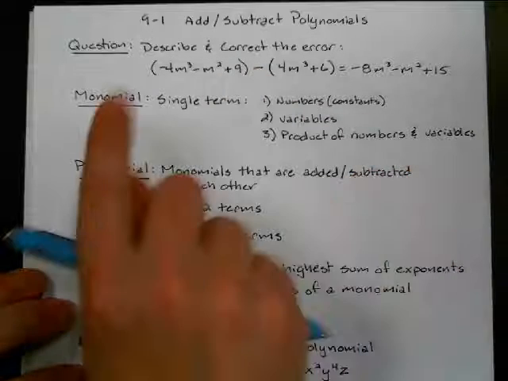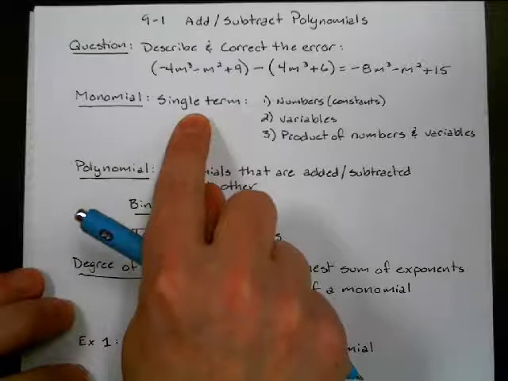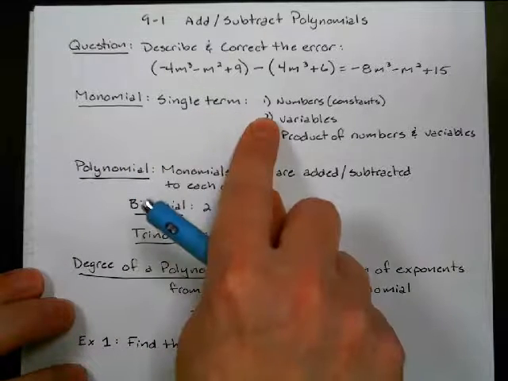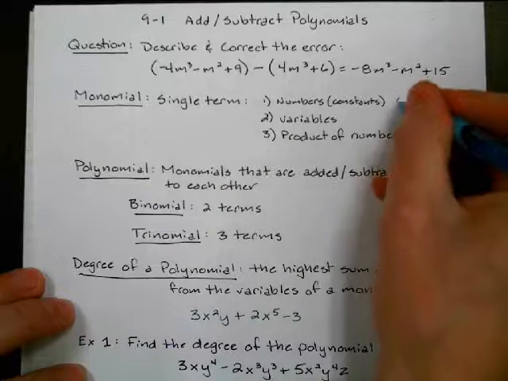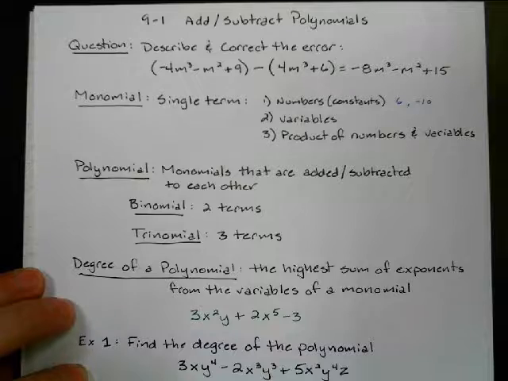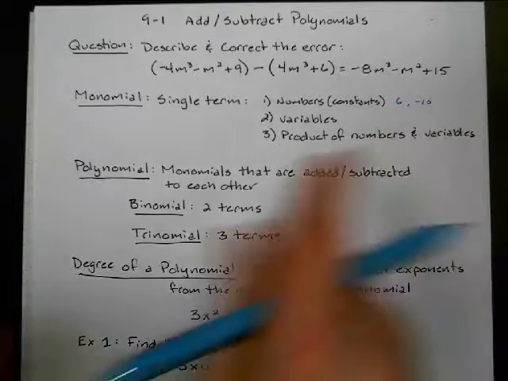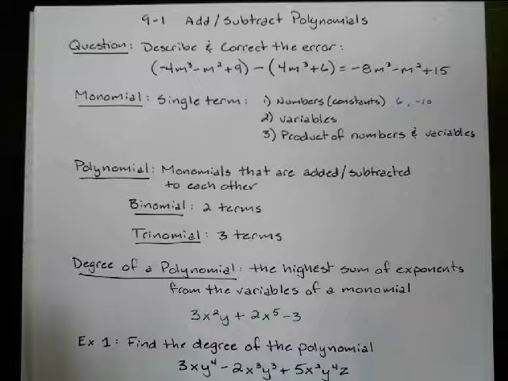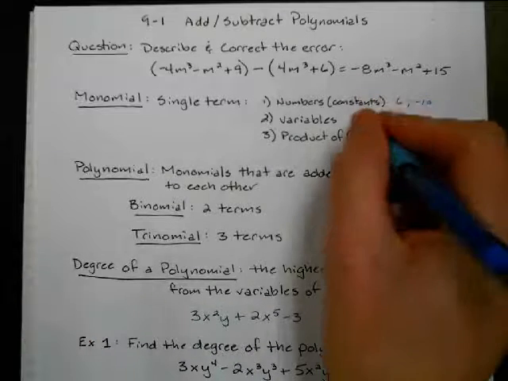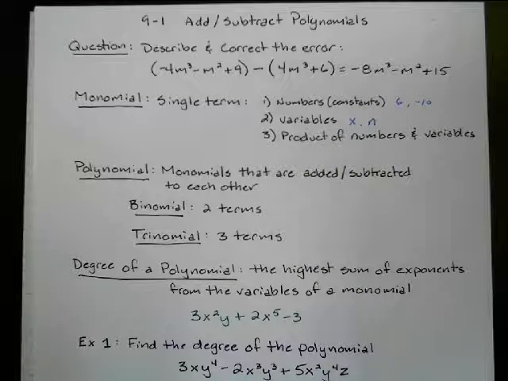So here's our terminology. A monomial, mono meaning one, is a single term. When we are looking at that, that could be a number, like 6 or negative 10. Those would be constants, because they don't change. So 6 and negative 10, we would consider those to be monomials. Now, variables are also monomials. So if you had x or n, those would be considered monomials as well.